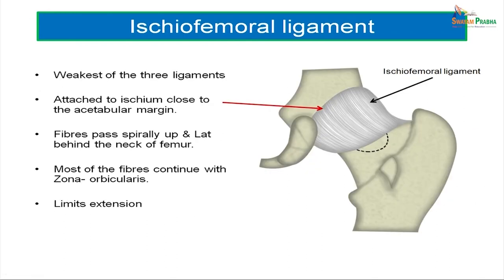We come to the next ligament, which is the ischiofemoral ligament, and it is the weakest of the three ligaments. It is attached to the ischium close to the acetabular margin. The fibers pass upwards and laterally and blend into the zona orbicularis. The ischiofemoral ligament limits extension at the hip joint.